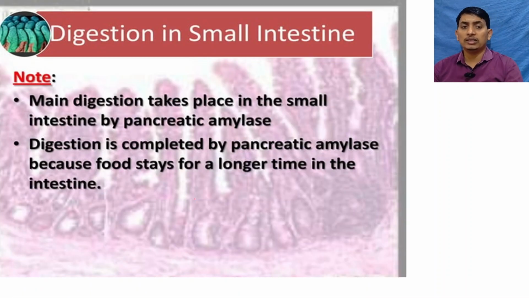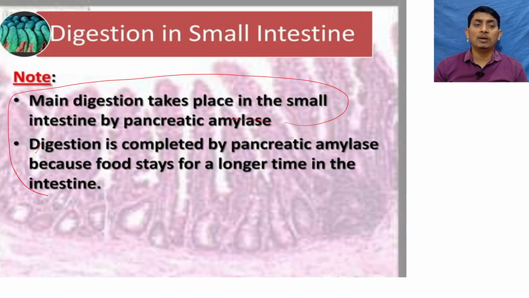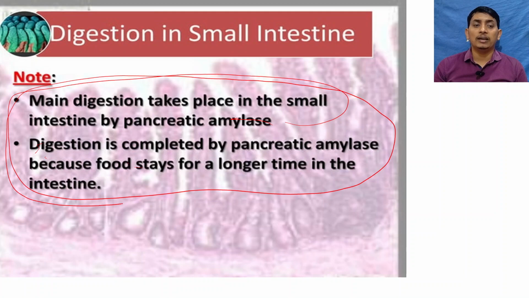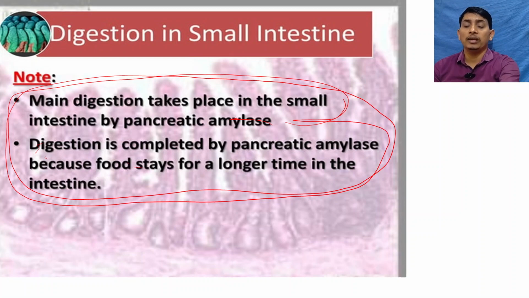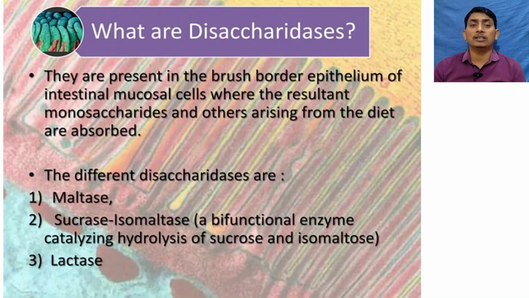Now moving to the next slide. The main digestion takes place again in the small intestine with the help of pancreatic amylase and is completed there. In our intestine, food stays for a long period of time because of the length of our small intestine. If you remember, the length of our small intestine is around 7 meters, so food gets more time. The surface area is also high, so enzymes can act and help in the digestion.